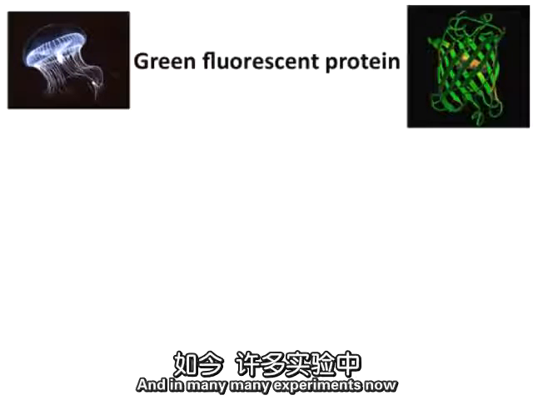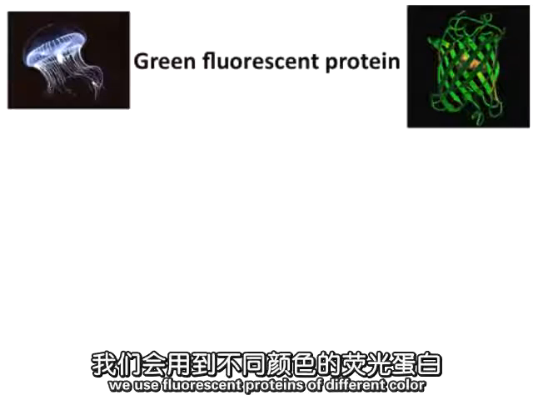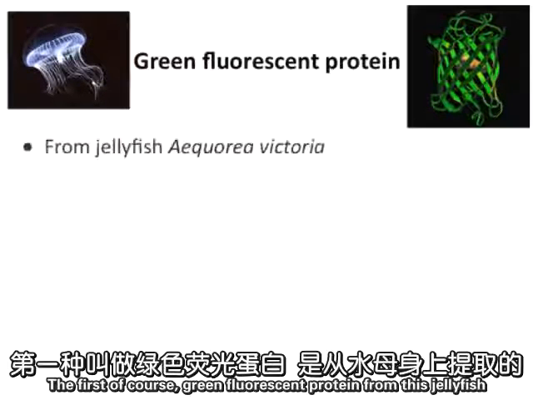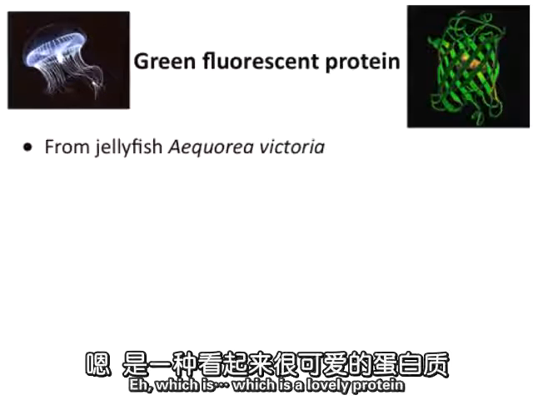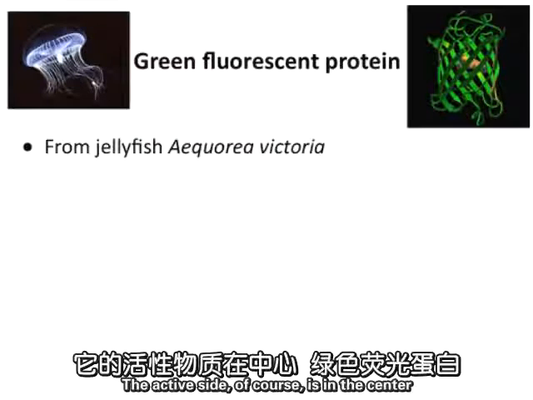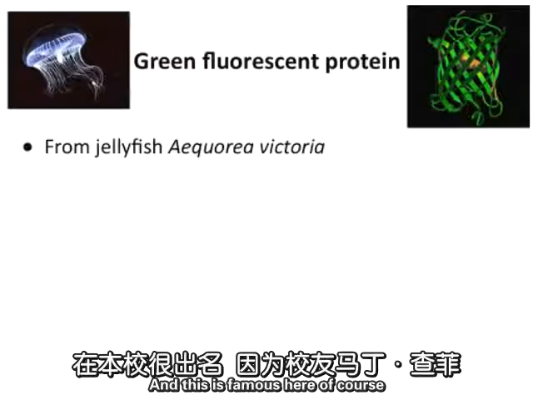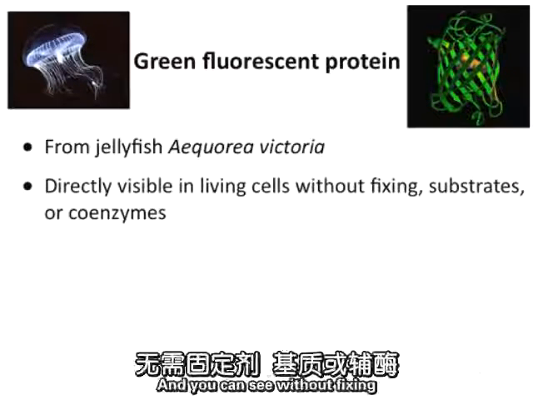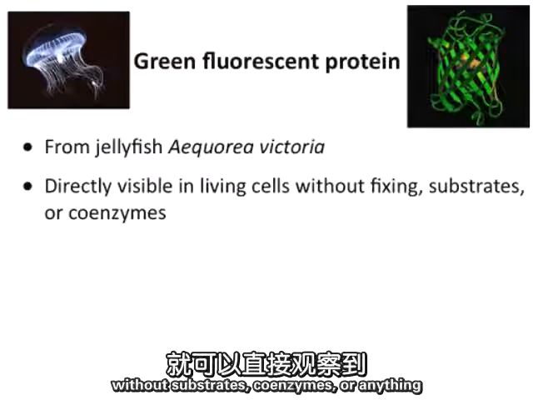And in many, many experiments now, we use fluorescent proteins of different color. The first, of course, green fluorescent protein from this jellyfish, which is a lovely protein. It looks like a basket with a light bulb in it. The active site, of course, is in the center. And this is famous here, of course, because Marty Chalfie was the first to put it in a living organism. And you can see it without fixing, without substrates, coenzymes, anything.